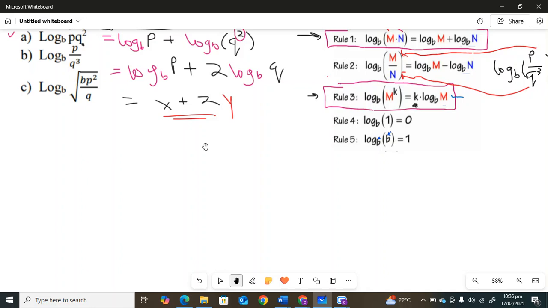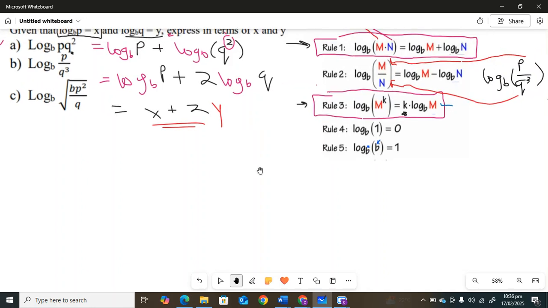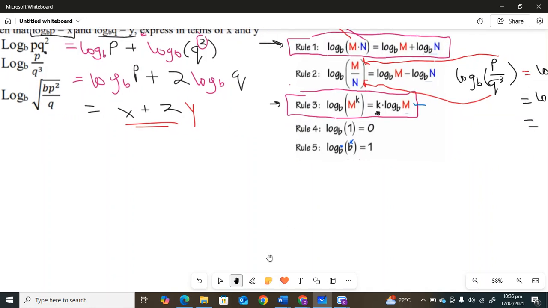Okay, we go to question part C. Hang tight, because this one we're going to apply a lot of rules. So please sit tight and listen in. Let me put it here: log B of the square root of B P squared over Q.